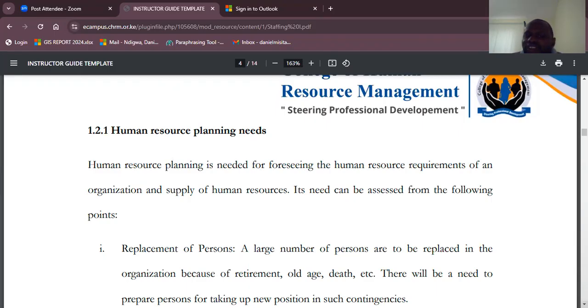So human resource planning is needed for foreseeing the human resource requirement of an organization and supply of human resource. So you need to identify the various needs in every department so that you analyze those needs. And if it is important, then you can easily create that bridge. You need to narrow the gap between the current employees who are working for that organization and the desired employees. So the needs can be assessed from the following points.